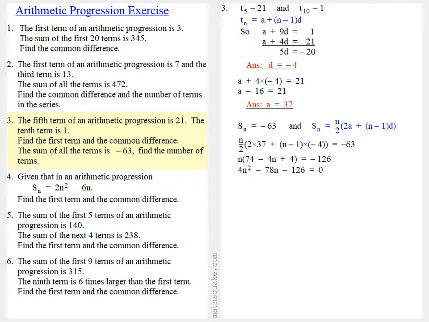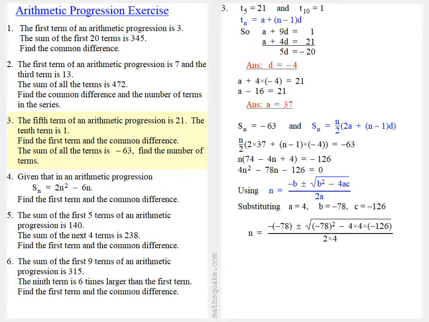Well, we can either solve that on a calculator if it's got the ability, or we can use the quadratic formula. n is equal to minus b plus or minus the square root of b squared minus 4ac all over 2a, where a is 4, b is minus 78, and c is minus 126.